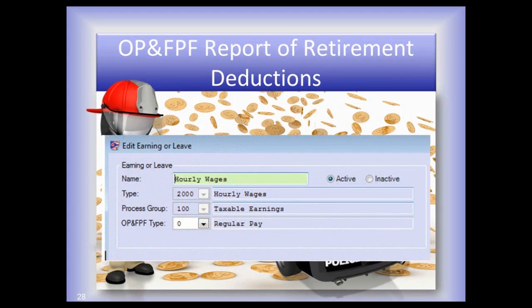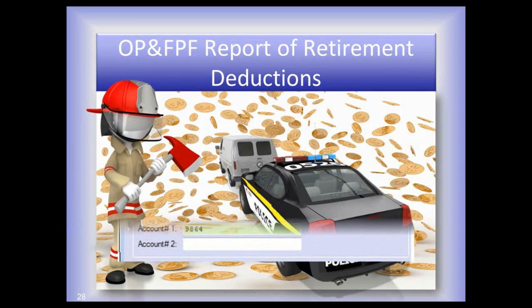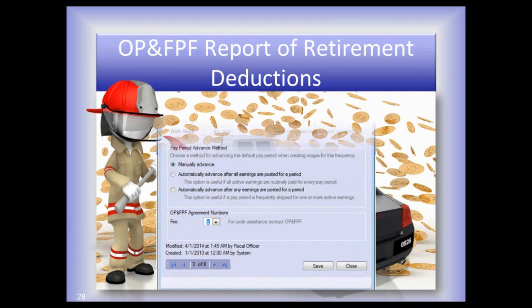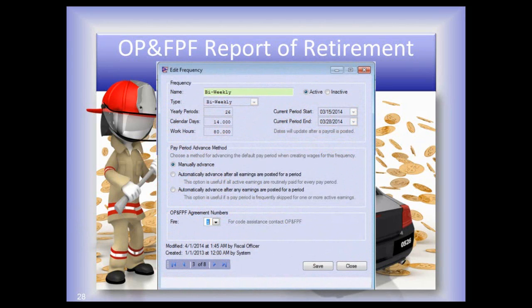Number 1, earnings and leave. Each earning and leave must have filled out the OP&FPF earning type. The second item is vendor payee. The OP&FPF payee must have the entity's unique 4-digit number filled out in account number 1. The third item is frequency. Each frequency must have filled out the entity's OP&FPF agreement number.